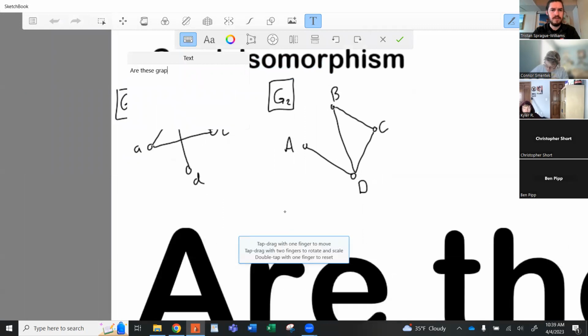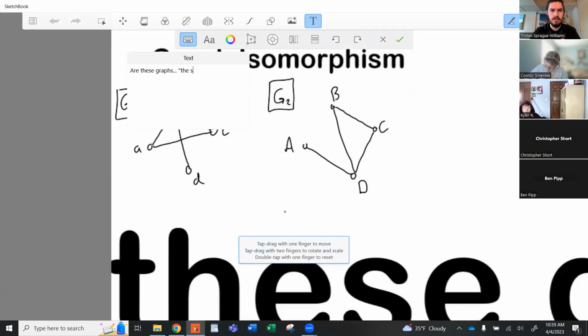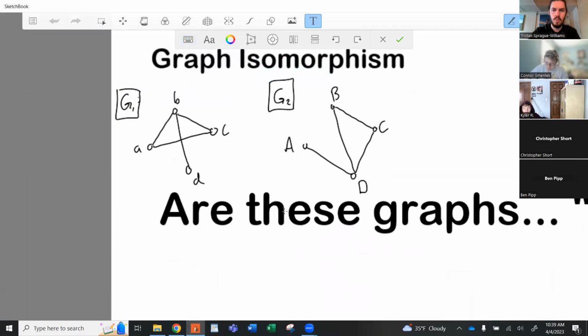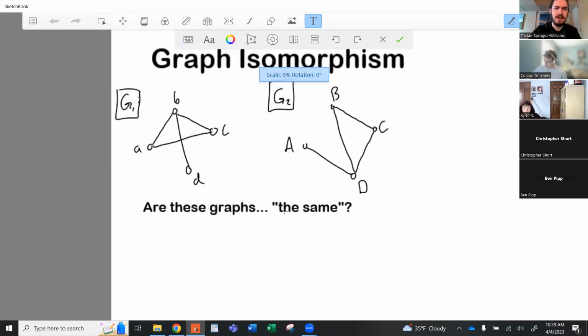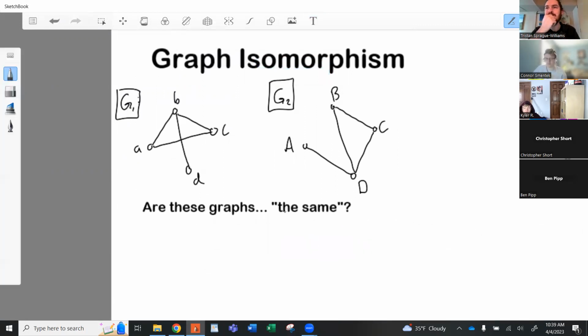Are these graphs the same? What does the same even mean for graphs? Okay, so are these graphs the same? We have a vote for no. Oh, they are similar, but no, they're not the same. Why aren't they the same?